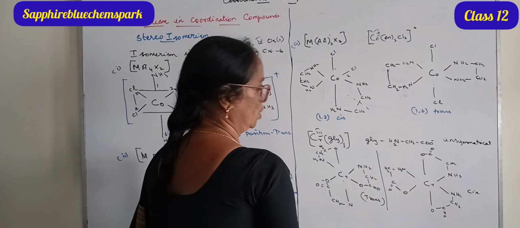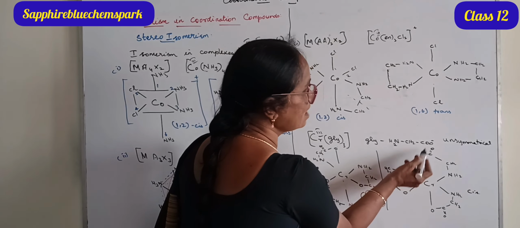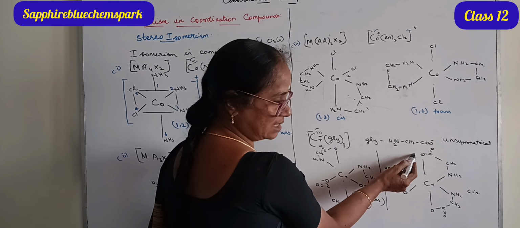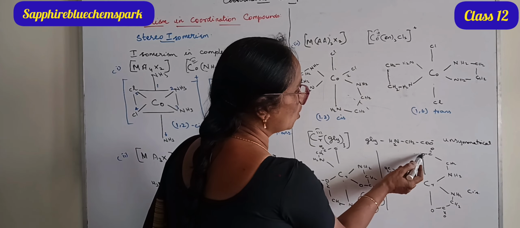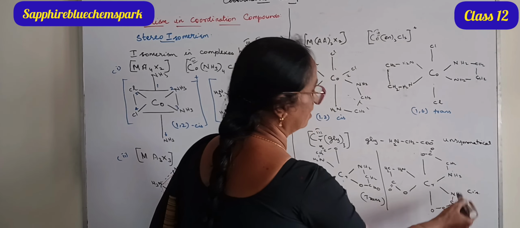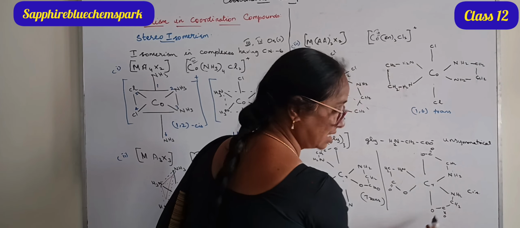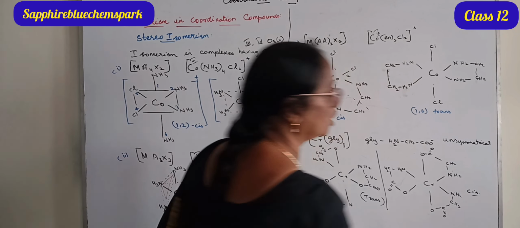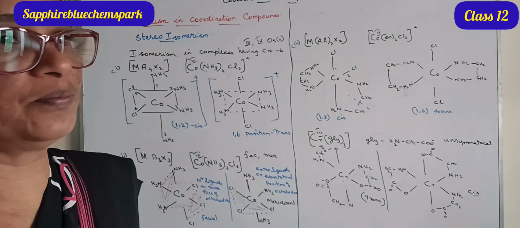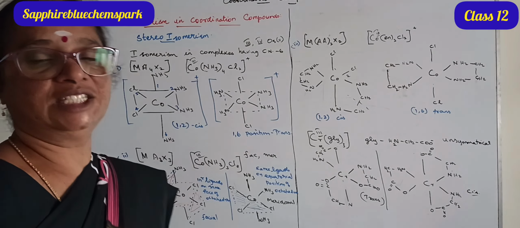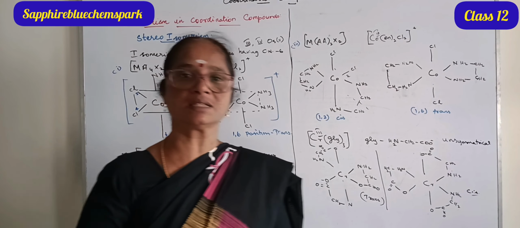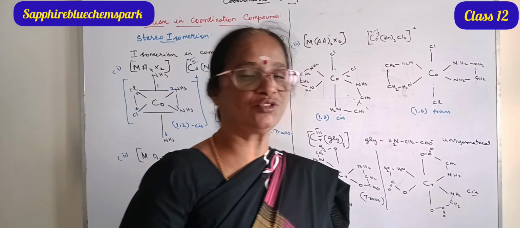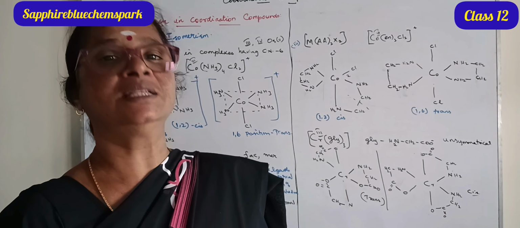But here you may find the oxygen atom of one glycinato is similar to the 6th position of the other glycinato. So OO, NN. So these 2 positions are similar and hence this is said to be the cis isomer. That's all, the geometric isomerism exhibited by the complexes having coordination number 4 and coordination number 6.